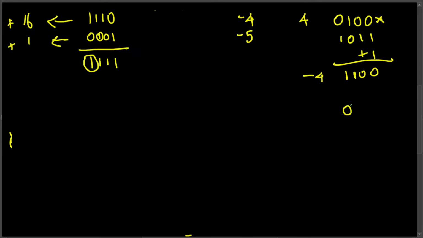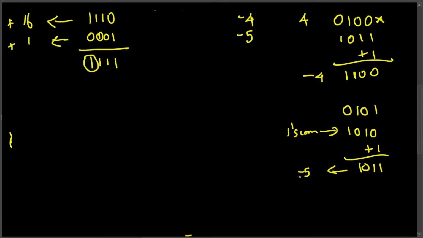Now I have to find out the -5. So positive 5 is 0, 1, 0, 1. And take the 1's complement, that is 1, 0, 1, 0. And add 1 to this 1's complement. Okay, just add 1 to the 1's complement, that is 1, 0, 1, 1. This is our 2's complement. This is equal to -5.